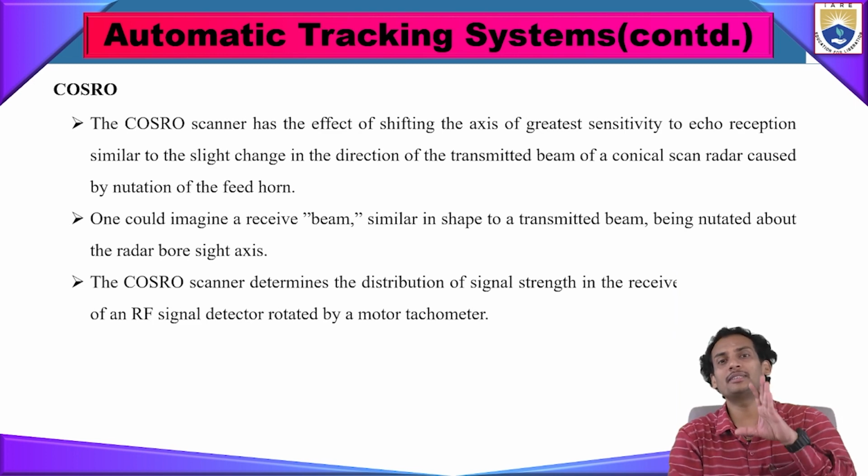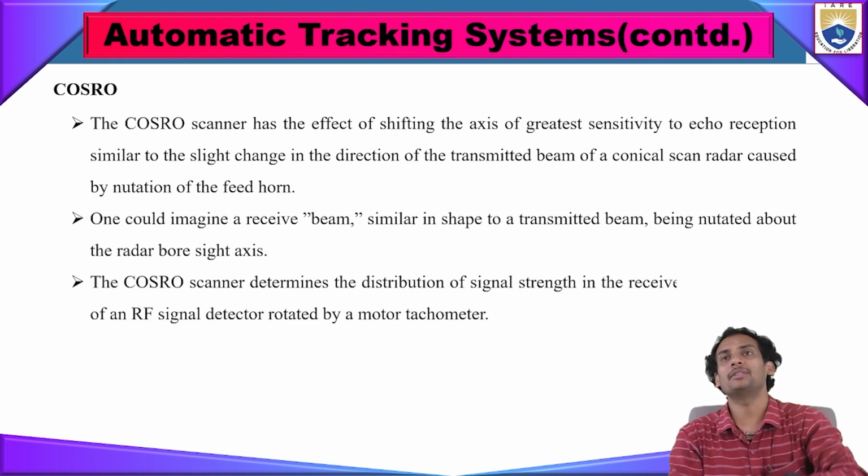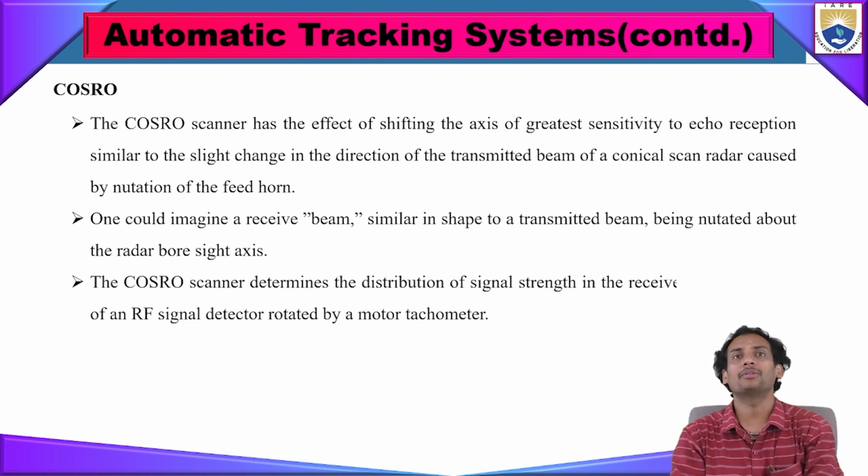Beam transmission means the signal beam is created. The signal beam transmission of a conical scan radar is caused by the nutation of the feed horn. We can imagine the receiver beam is similar in shape to the transmitted beam, and it is nutated about the radar boresight axis.